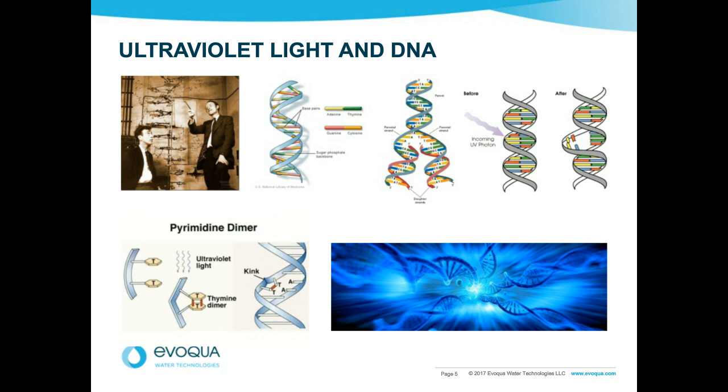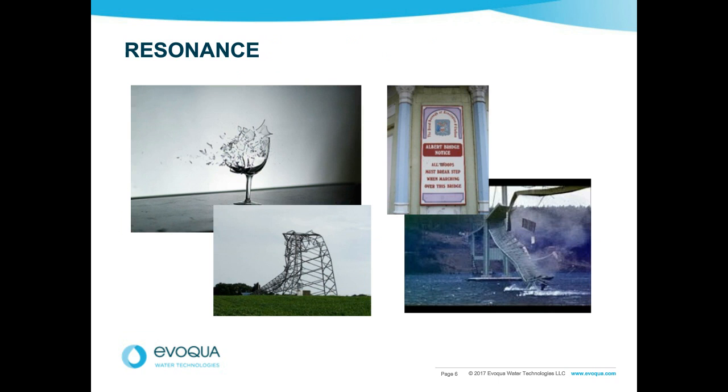This slide speaks to some of the other examples of resonance that we see in nature. We are using light. Light is a form of energy, and we input light into the DNA and cause the bonds to break. It's well known. If you put a wine glass in a lot of sound at a certain frequency, the glass can absorb the sound energy and vibrate and shatter.